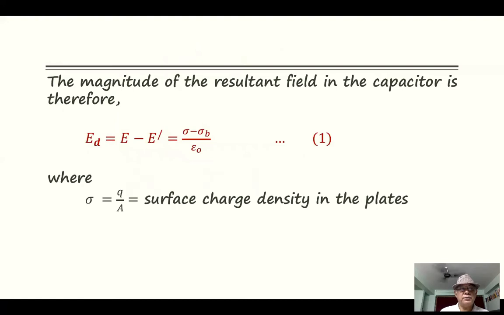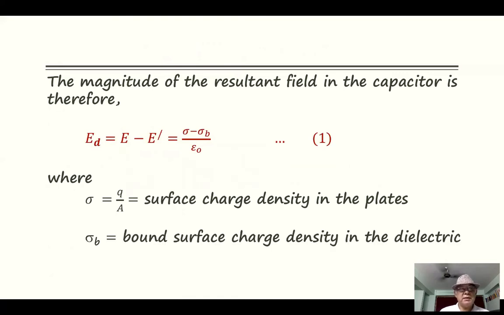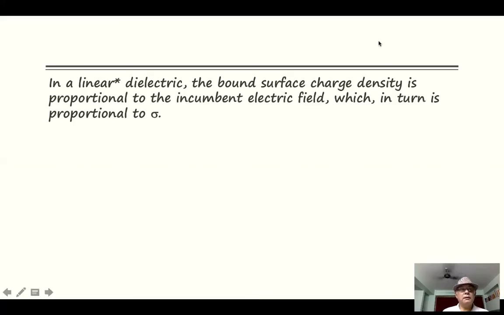sigma equal to Q by A equal to surface charge density in the plates, sigma subscript B is equal to bound surface charge density in the dielectric, and epsilon naught is the permittivity of free space. In a linear dielectric, the bound surface charge density is proportional to the incumbent electric field, which in turn is proportional to sigma. Now, what is a linear dielectric?